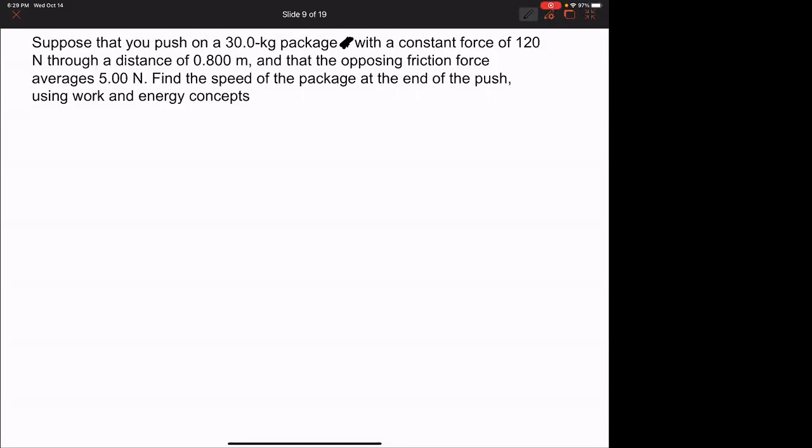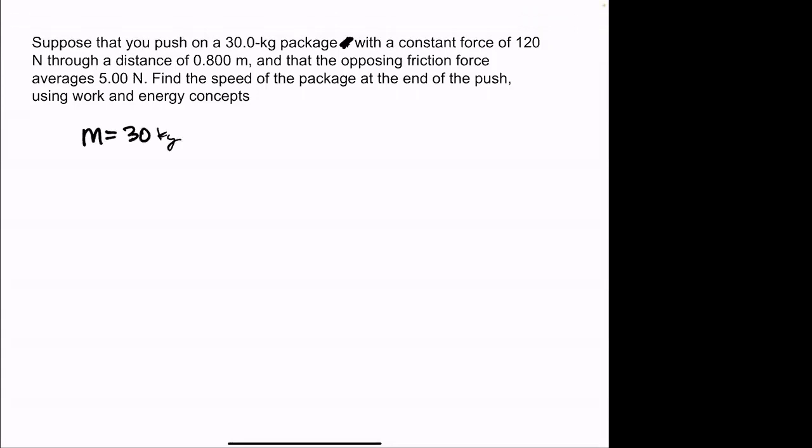All right, so in this case, we know the mass is 30 kilograms. The force is 120 newtons, right? So if we draw a free body diagram, we have an applied force of 120 newtons. We have a friction force of 5 newtons. So I don't want to write the force as 120, do I? What do I want to write the force as?